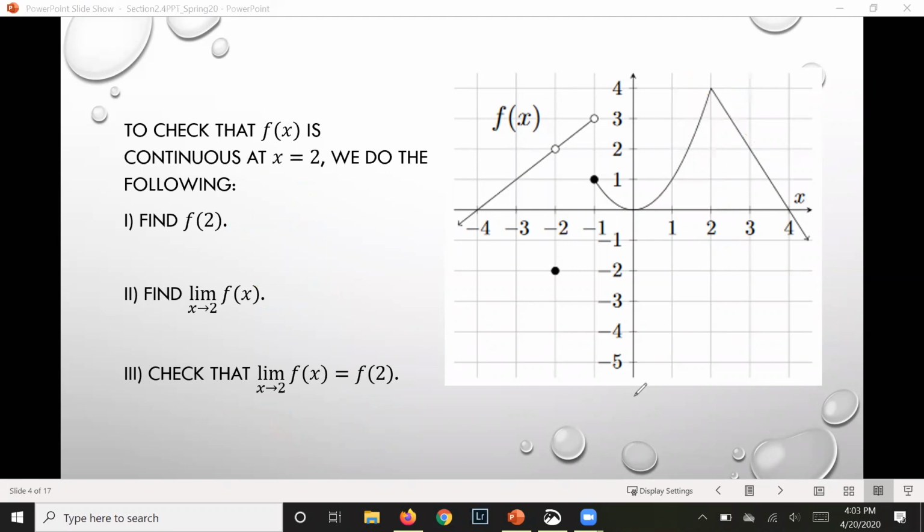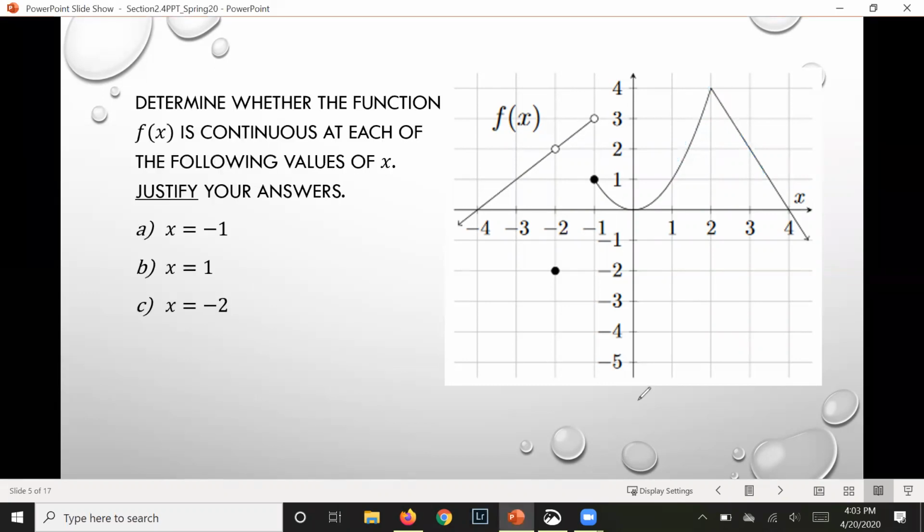Another way to check that is to notice if I start, say, on the left of 2, and I start drawing along my graph there, and I get to where x equals 2, and then keep going, notice that I don't have to pick up my pen or pencil in order to draw that portion of the graph. So it's another way I know that the function is continuous at that point. Cool?